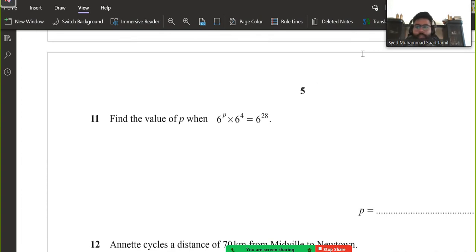Moving on to the next question, it's indices, or as some of us call it, indices. It's 6 raised to power p multiplied by 6 raised to power 4 is equal to 6 raised to power 28. So whenever you have a multiply sign, you add the power, so that means p plus 4 is equal to 28. p is equal to 28 minus 4. p is equal to 24, and that's your answer.